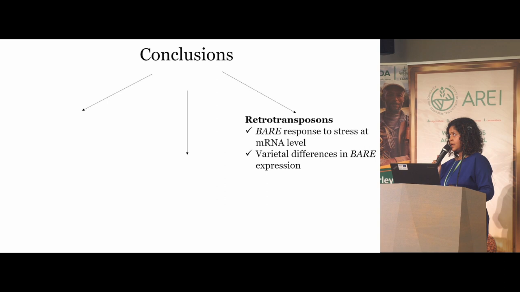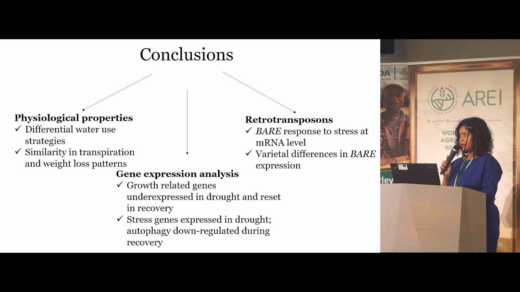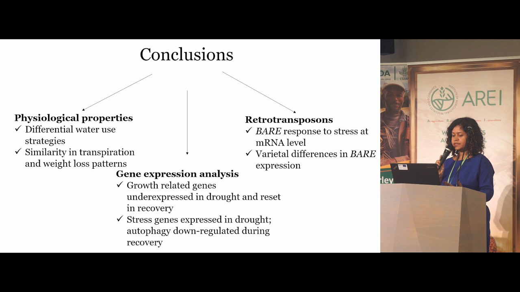In physiological properties, we saw differential water use strategies, and there is a similarity in transpiration and weight loss patterns. In gene expression analysis, we saw growth-related genes underexpressed in drought and a reset of the cell status during recovery, and stress genes expressed in drought and autophagy-related genes going down during recovery.